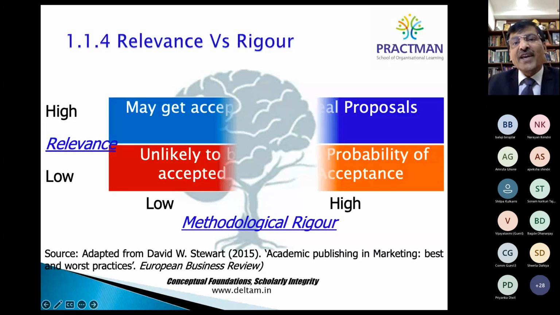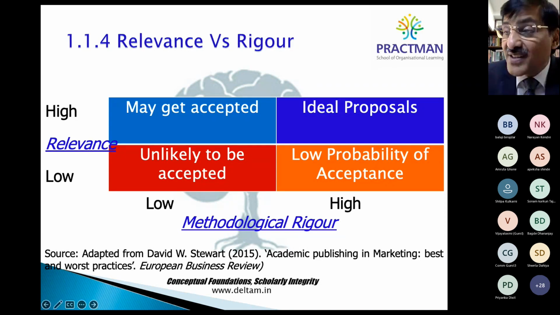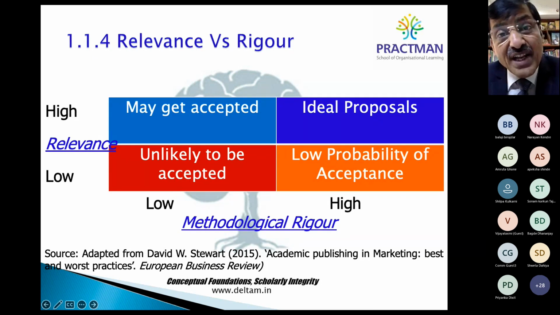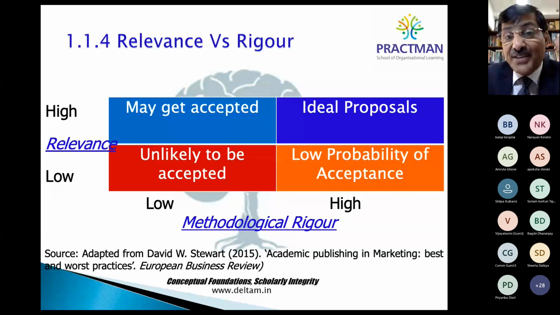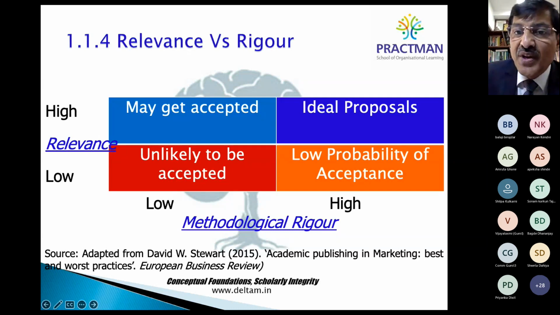This again gives rise to four quadrants. Ideal research proposals are those where you are working on problems which are very important for the society, very important for the practice, very important for the theory, for the academia, and where you also use good, sound research methodology. These are the ideal proposals.